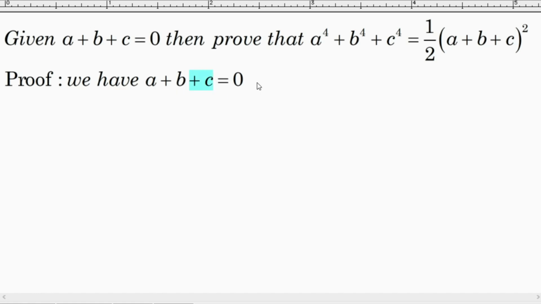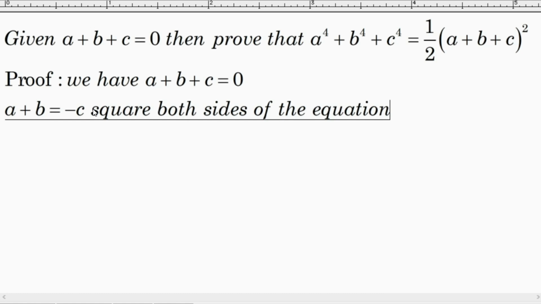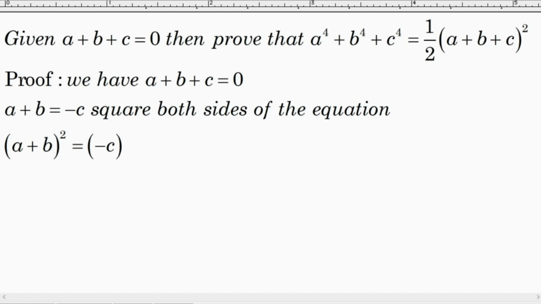When we move it to the right hand side of the equation, we will get a + b = -c. Next, we have to square both sides of the equation. Then we will get (a + b)² = (-c)².